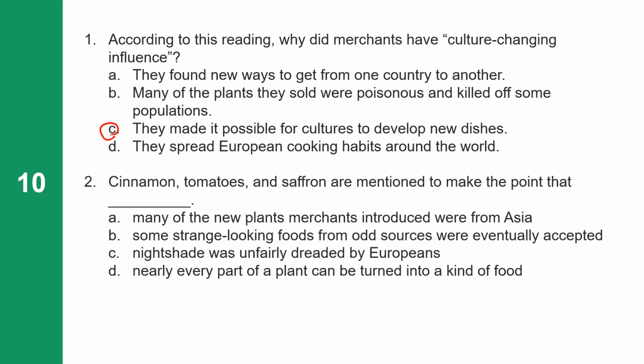Number two, cinnamon, tomatoes, and saffron are mentioned to make the point that blank. A. Many of the new plants merchants introduced were from Asia. B. Some strange-looking foods from odd sources were eventually accepted. C. Nightshade was unfairly dreaded by Europeans. D. Nearly every part of a plant can be turned into a kind of food. The answer is going to be B. Some strange-looking foods from odd sources were eventually accepted.